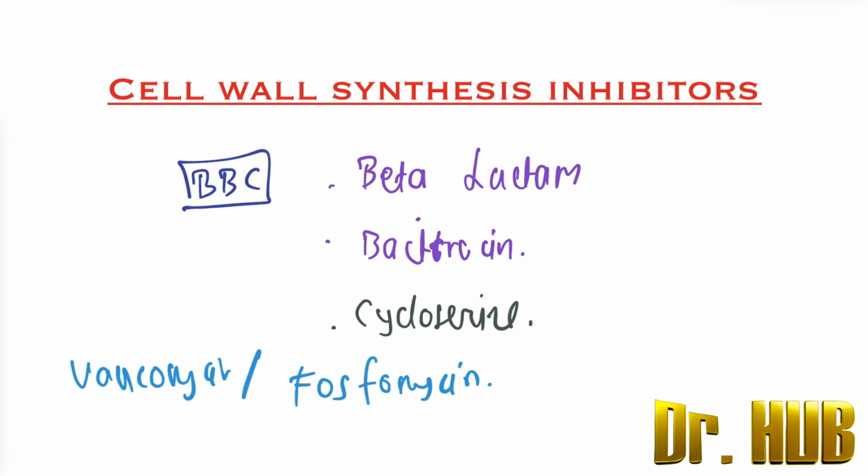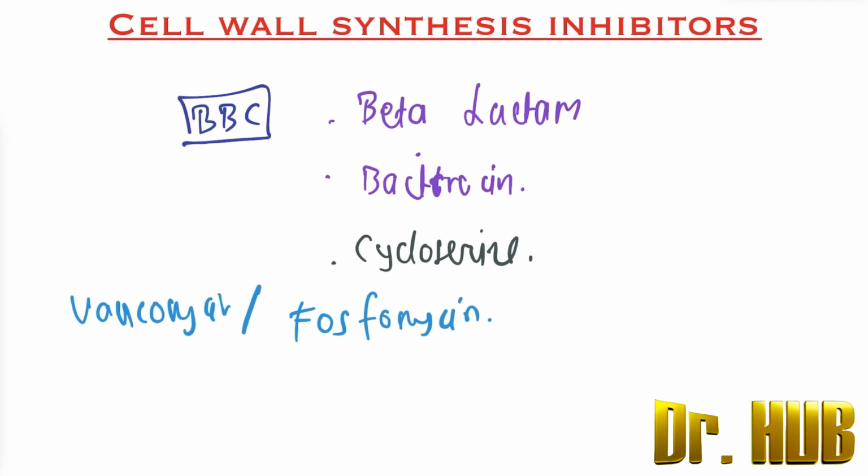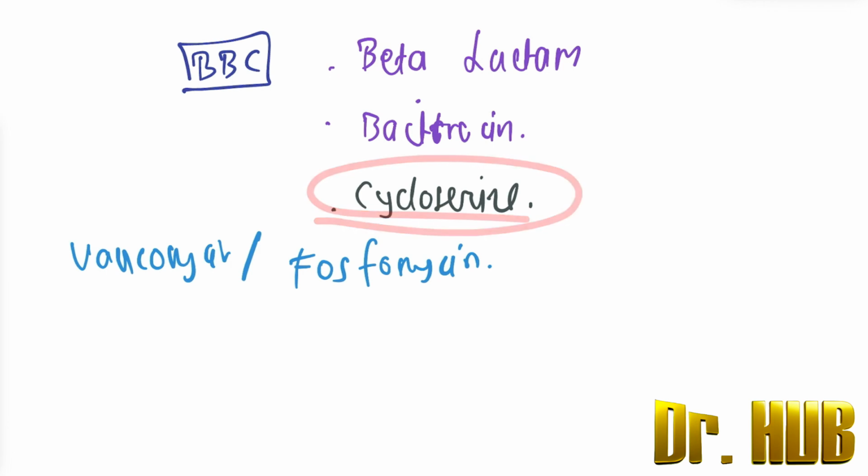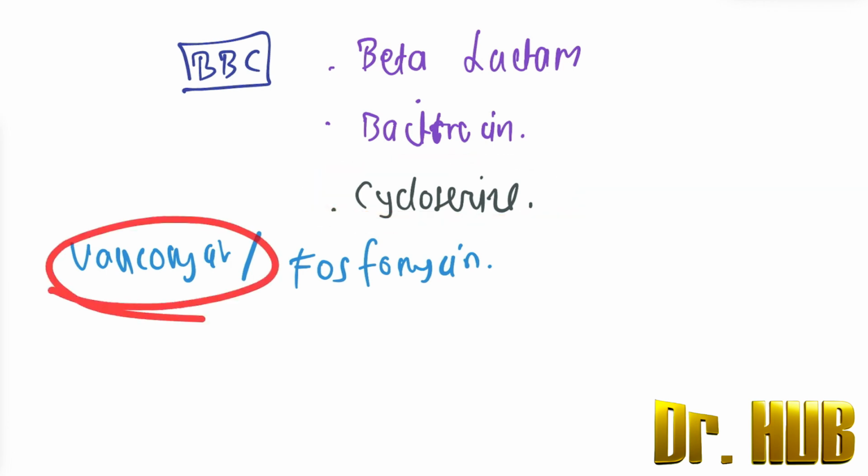So now let's recap what we did here. We saw the mnemonic BBC, that is a beta lactam, cell wall synthesis inhibitors, then bacitracin, then there is also the presence of cycloserine. Next, there are two other drugs, vancomycin as well as phosphomycin.